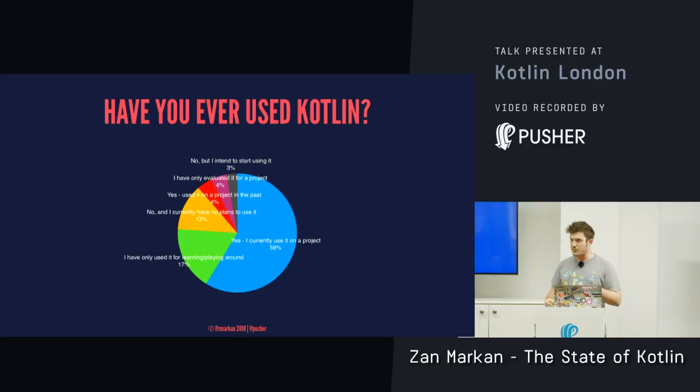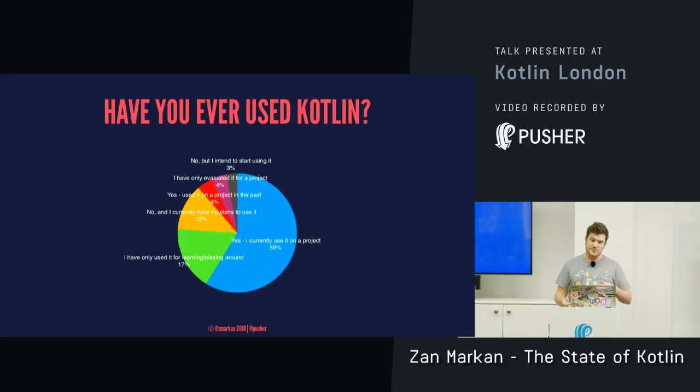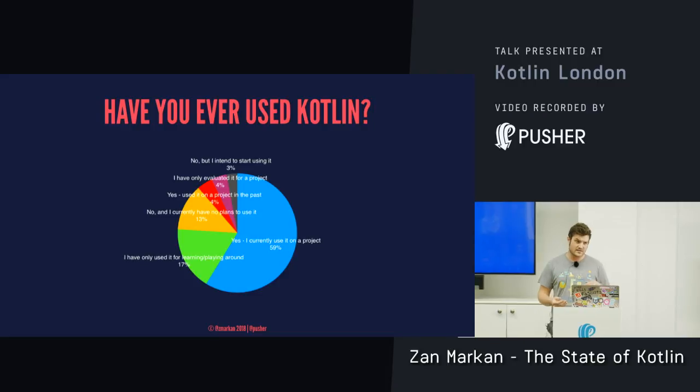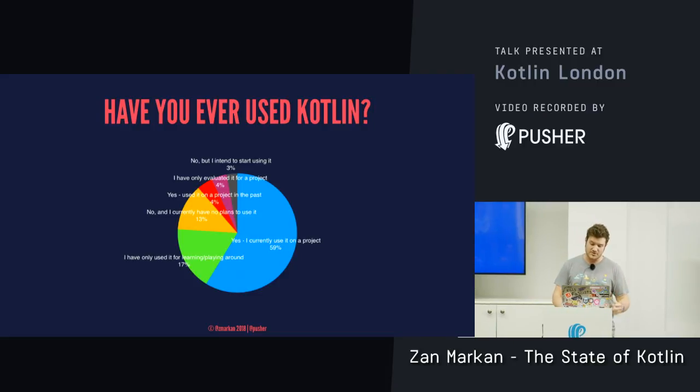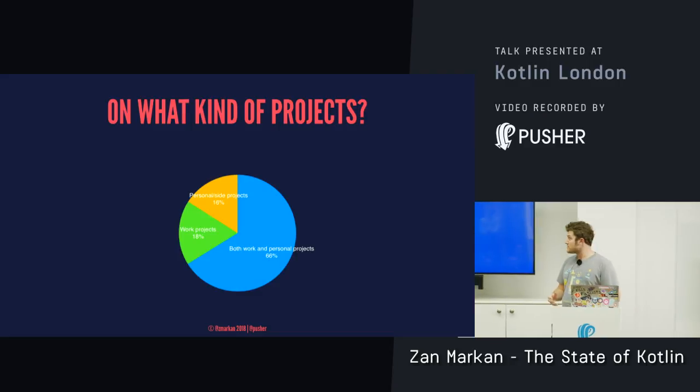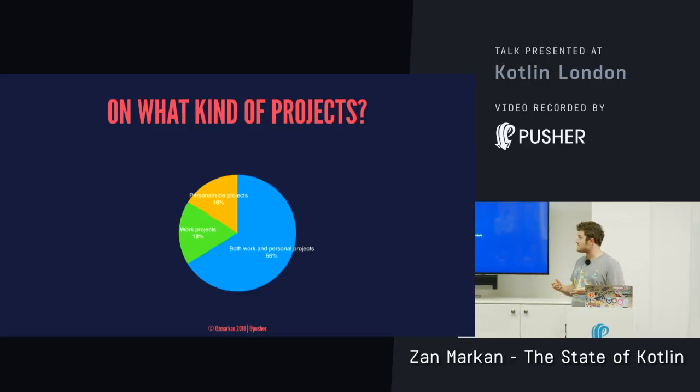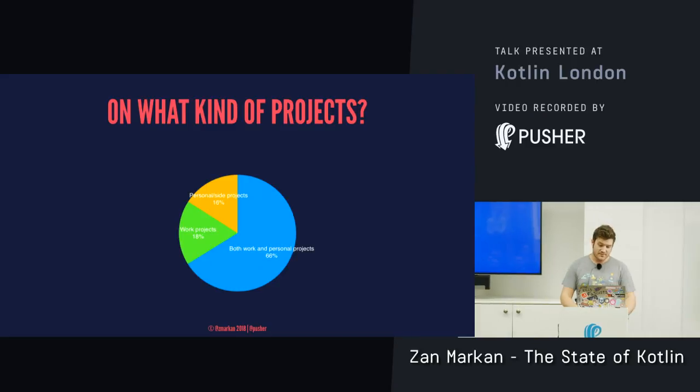Among the rest, there are people who plan to start using it, or who used it in the past, or who had only evaluated Kotlin as a potential language to make their software in. People use Kotlin mostly in both work and personal projects, out of the people who use it on a project anyway. So that's 66% of people surveyed. Apart from that, about 18% each are only doing work or side projects.